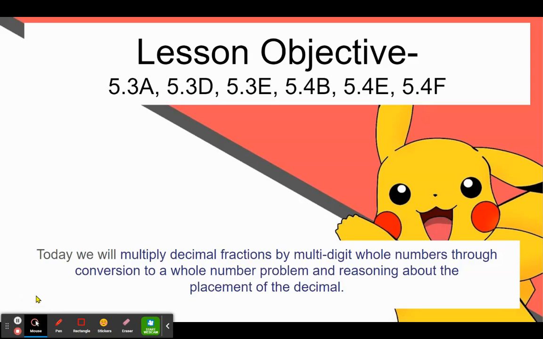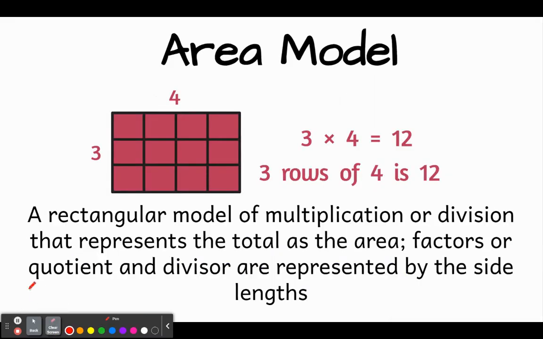All right, let's go ahead and take a look at some vocabulary first. So the first thing we're going to look at is an area model. This is going to be a rectangular model of multiplication or division that represents the total as an area. So factors or quotients and divisors are represented by the length and the width. So when we look at area, this is kind of what the calculations we do, but we can do the same thing for an area model, right? So we're going to use this and partial products to kind of help us through today.